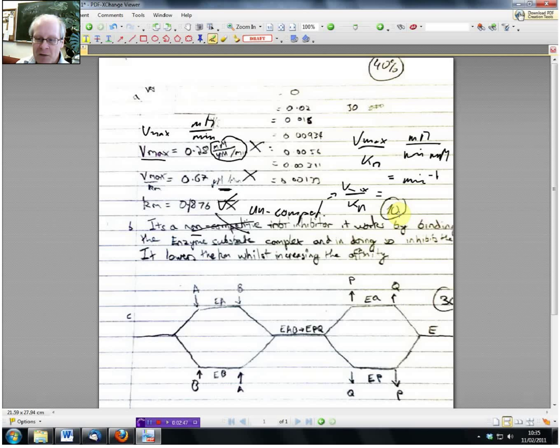Now I gave you some marks because you tried to explain your reasoning, and for an uncompetitive inhibitor you said it lowers the Km, and that is actually correct. I was happy with that, but because you got confused here, I couldn't give you full marks for that.